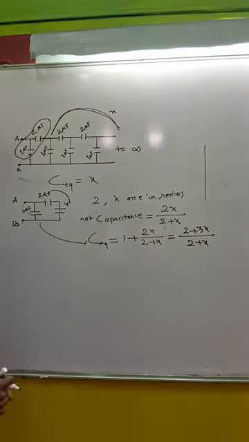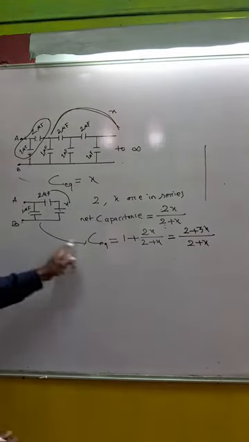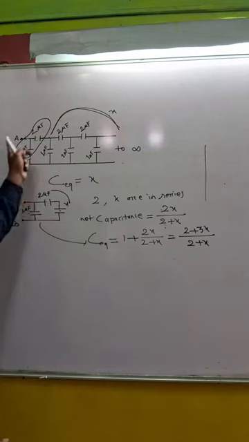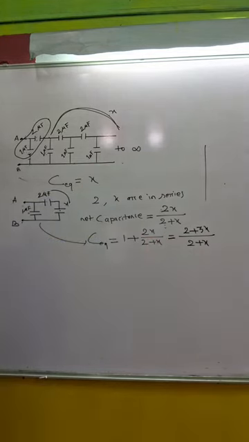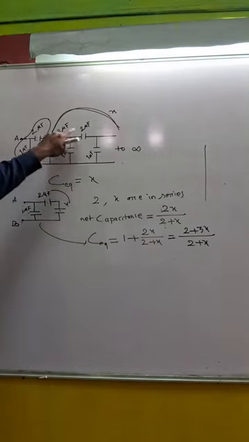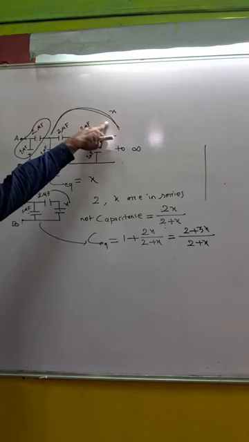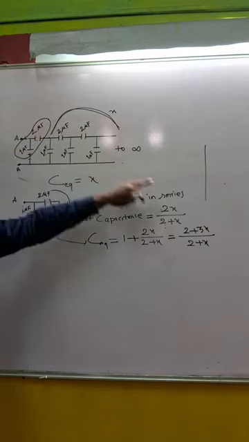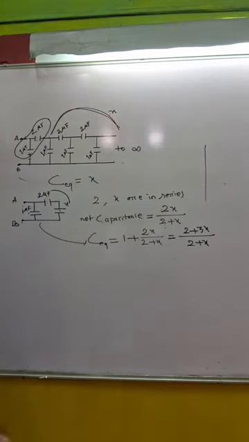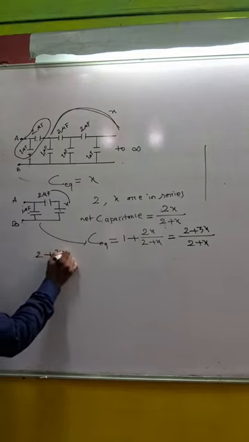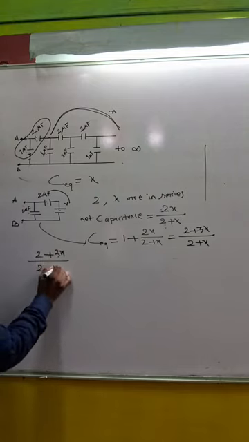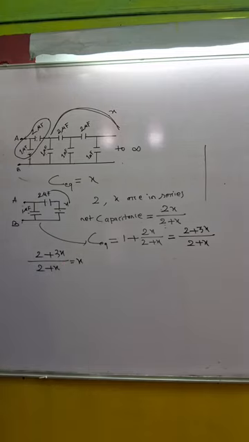It means, as per our calculation, the total capacitance of this circuit is 2 plus 3X over 2 plus X. But as we have assumed the total capacitance as X, this value must be equal to X. Therefore, 2 plus 3X by 2 plus X must be equal to X.